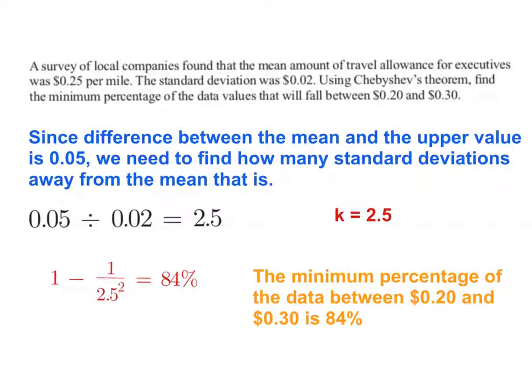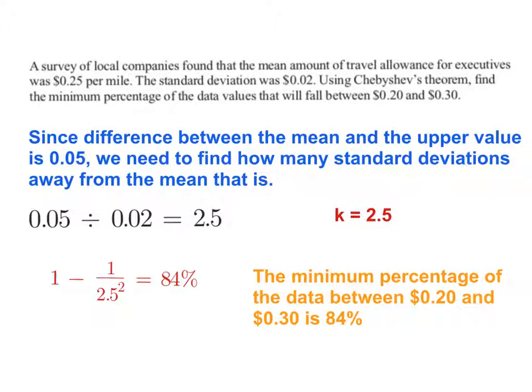Some of them are giving less than 20 cents. Some of them are giving more. And at most, 16% of those companies that were surveyed are giving less or more. Only 16%. It's probably less than that because at least 84% of the companies are between 20 and 30 cents a mile. Okay? That's the information they're giving us.